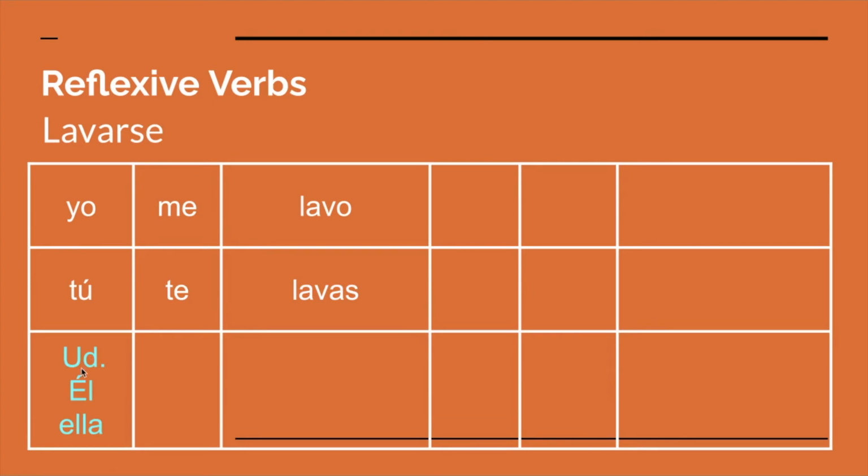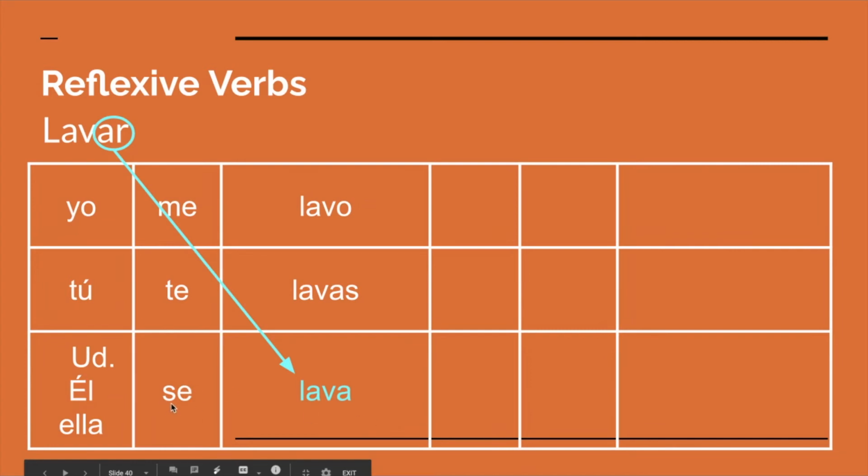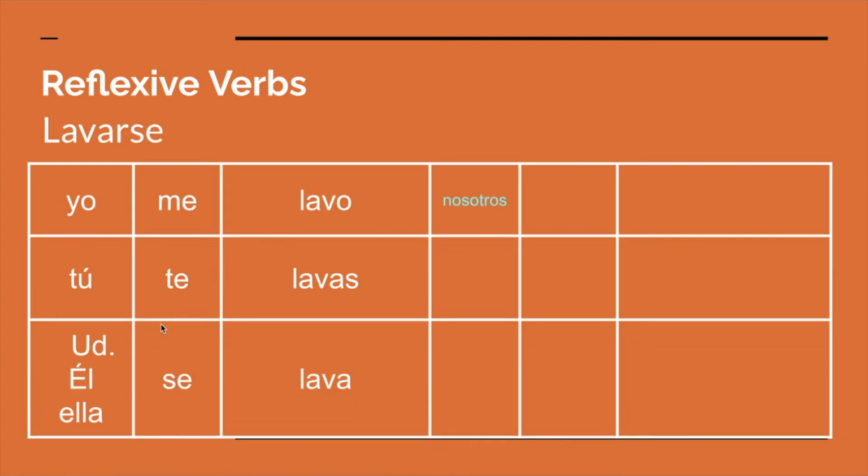So the next one, usted, él, ella, we have se, not going to change. We're just going to rip it off and put it over here. So usted se lava, él se lava, ella se lava. And lavar means to wash. So he washes himself, you wash yourself, and she washes herself. But the herself is kind of right in here in this se. That's what that means.